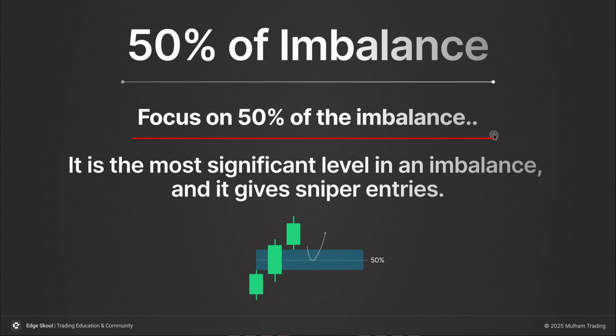The next step is to focus on the 50% of the imbalance. It's the most significant level in an imbalance, and it's actually the level that gives the sniper entries. So you notice this one, and if you go back to the examples that I showed you earlier, you will see that a lot of these are on the 50%. So even if price does not reach the 50%, the second retest or the high is going to be into the 50%. So imbalance here, you're going to focus on 50%. Even if the first touch goes like this and then goes up, you're going to look for the second touch or the weakness from the 50%, and that's going to give you the safest and sniper entry.